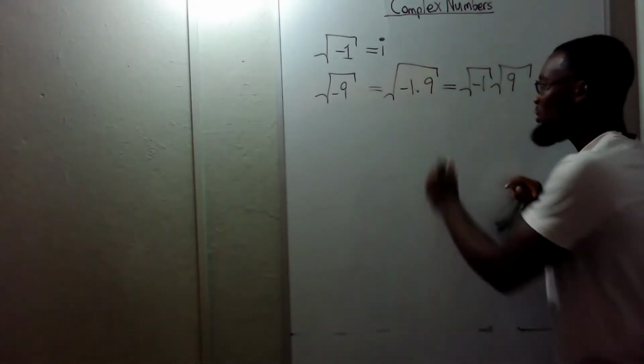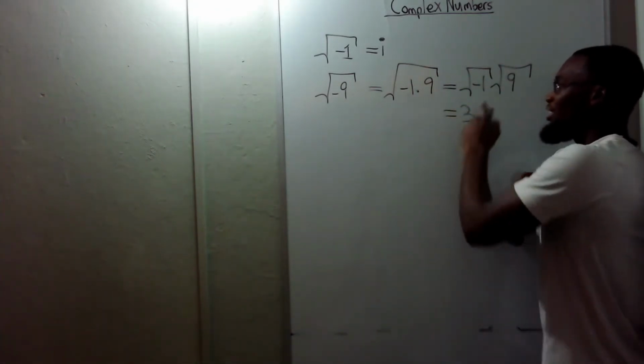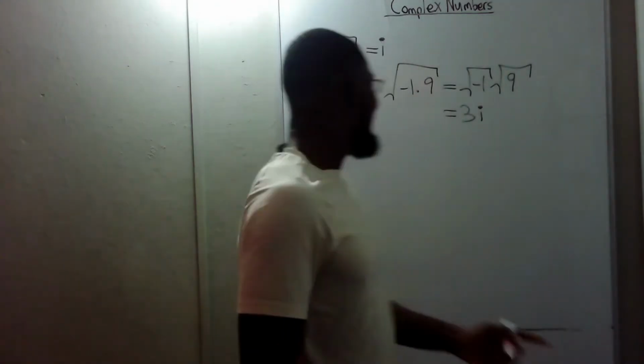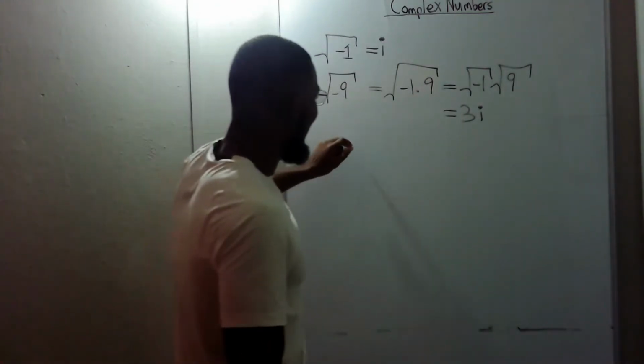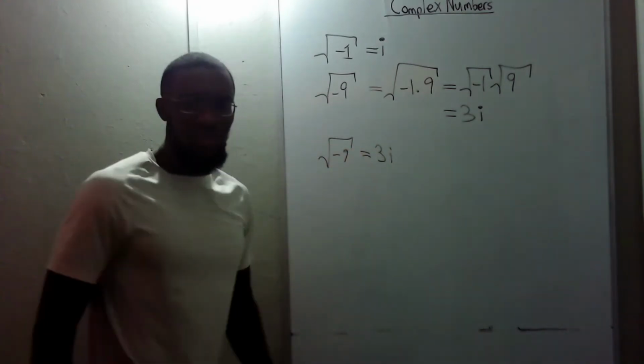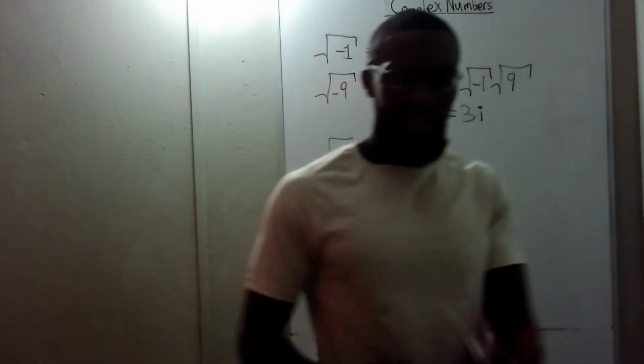But the square root of 9 is what? 3. And the square root of negative 1 is i. So look at that. The square root of negative 9 is just 3i. This is the need for complex numbers.